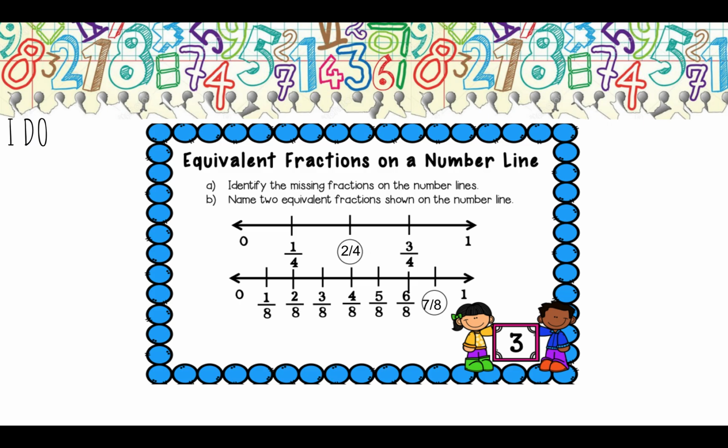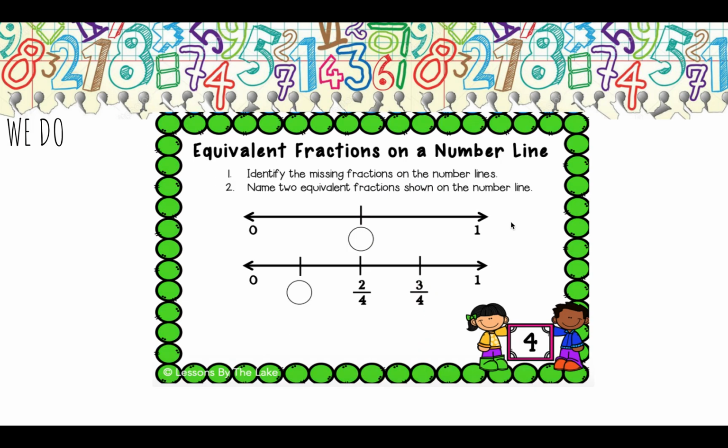Next, I need to identify which fractions are equivalent, which fractions are in the same spot on the number line. Here I see 1/4 and 2/8 are in the same spot on the number line. Next, I see 2/4 and 4/8, same spot on both number lines. And then finally, I see 3/4 and 6/8. So this time I had 3 pairs of equivalent fractions here. We'll try one more together, and then it will be time for your independent work.